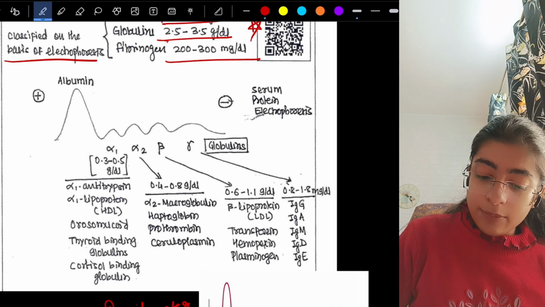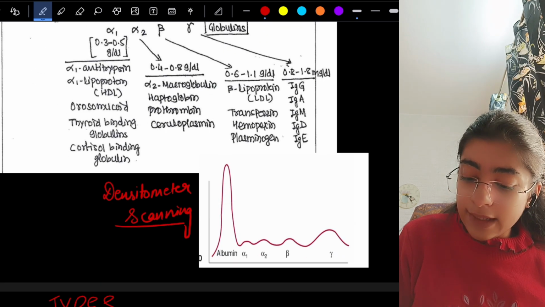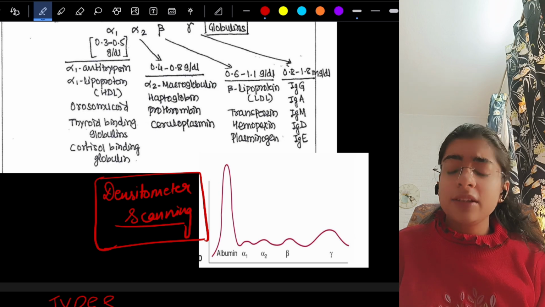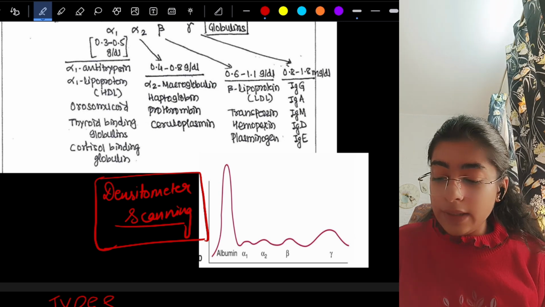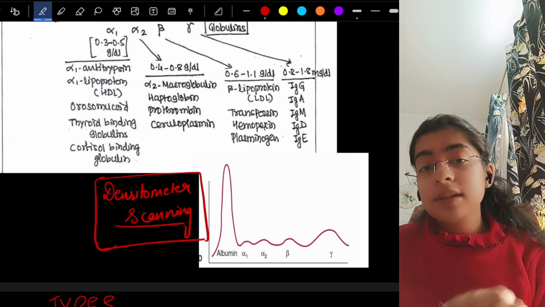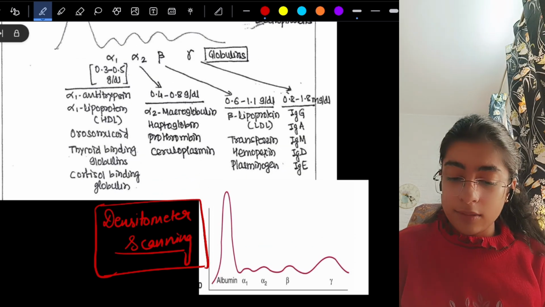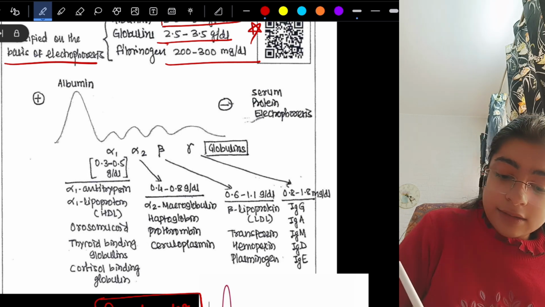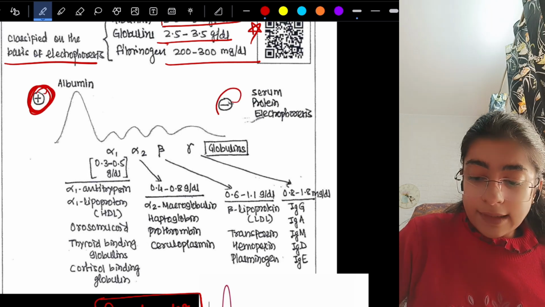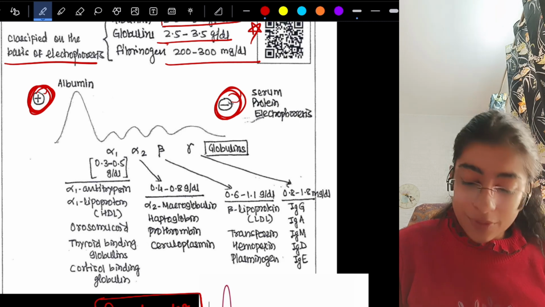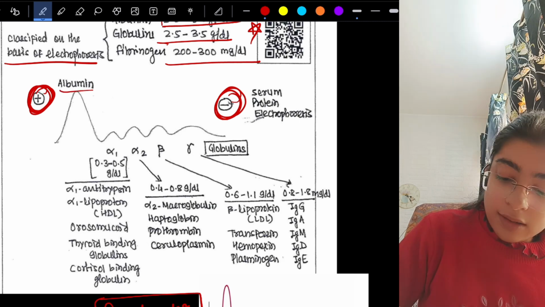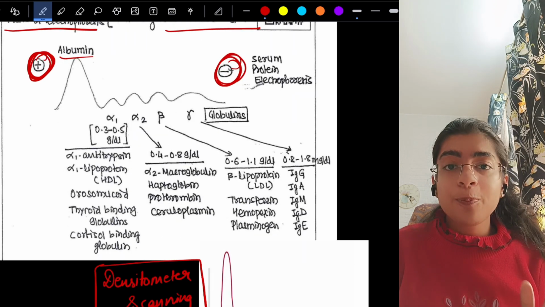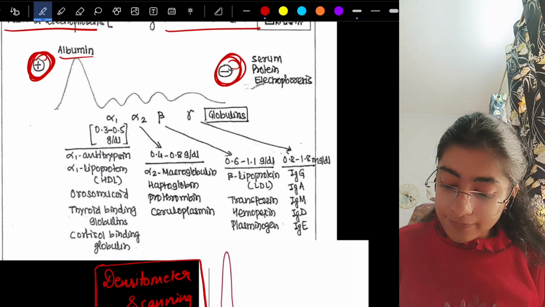Next is albumin. This pattern is called the densitometer scanning. This can be asked as a very small question in vivas only, but you need to draw this in theory when the plasma protein part comes under classification. So this is the serum protein electrophoresis, and these are the sites, I hope you know that. This is albumin. All this you can do on your own, but yes, you need to learn all this.